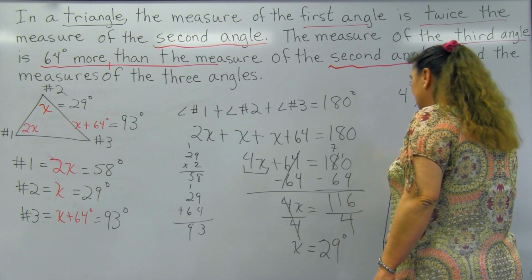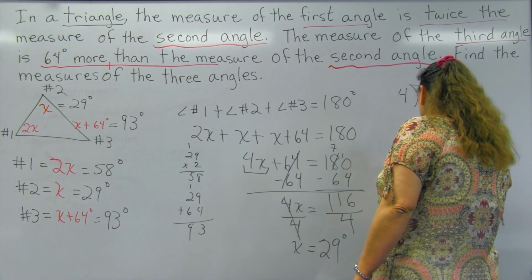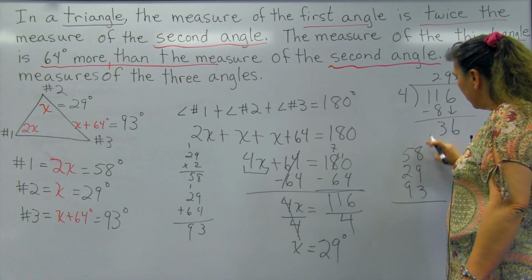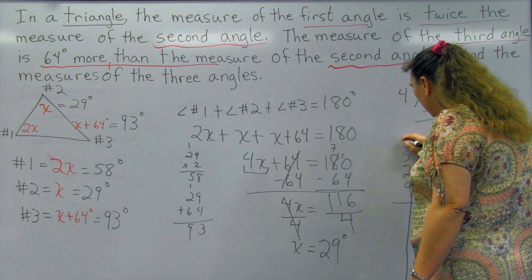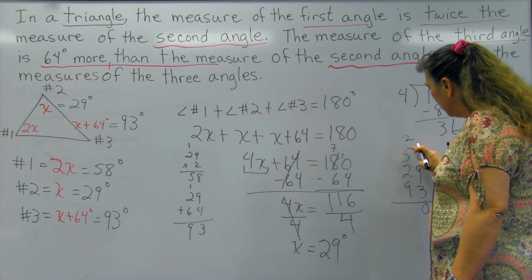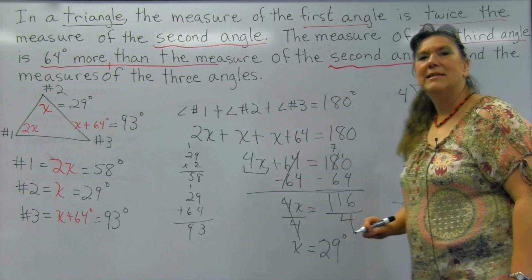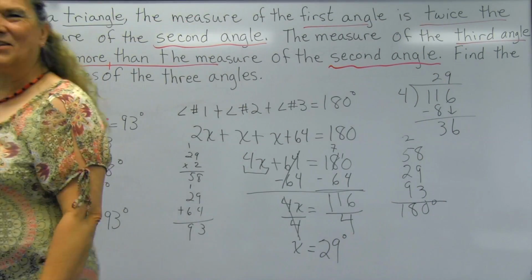58 plus 29 plus 93, and that gives me 11, 12 plus 8 is 20, carry my 2, 11, 16, 18. 180 degrees. Exactly what we needed. Perfect, guys. Good job.